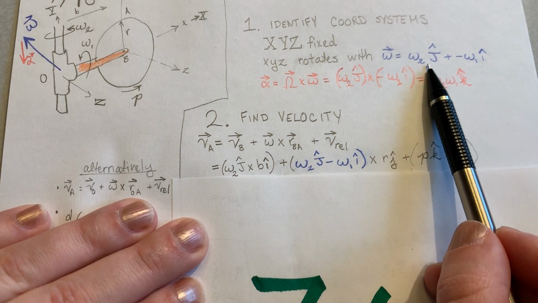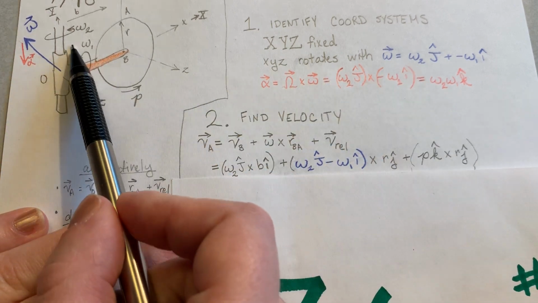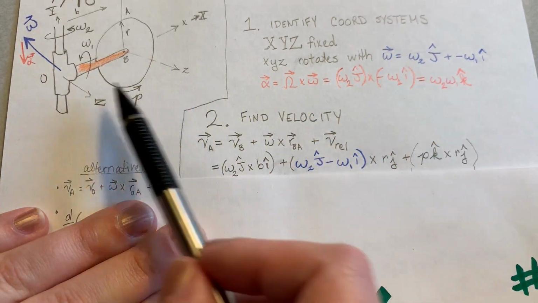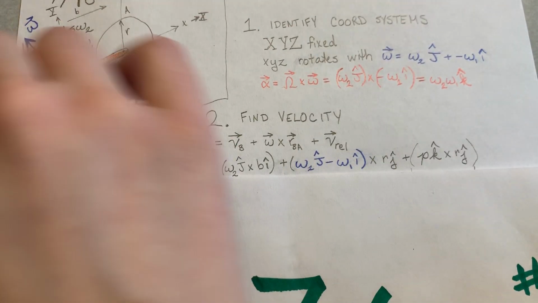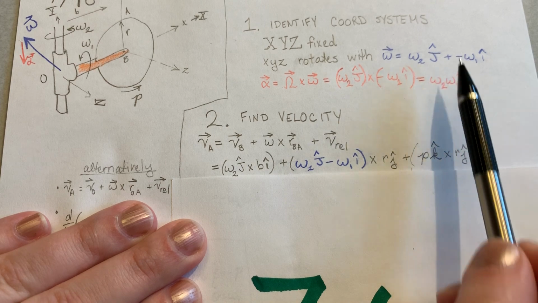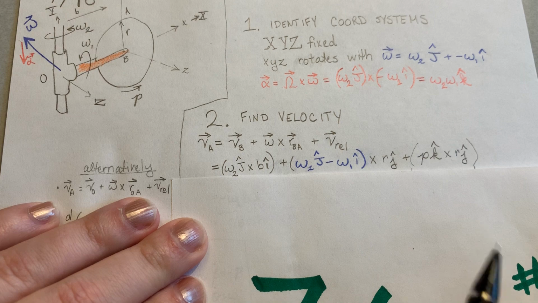You want to make sure you get your signs right. I think you're using the right hand rule here. So omega 2, if you curl your fingers here, that's in the positive j. And omega 1, if you curl your fingers, right, like that would be in the opposite of x. So that's why this is negative. All right, so we're taking these cross products, and now we're all set.